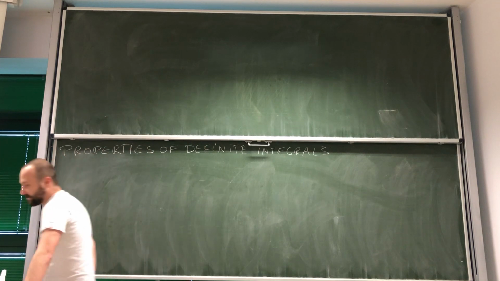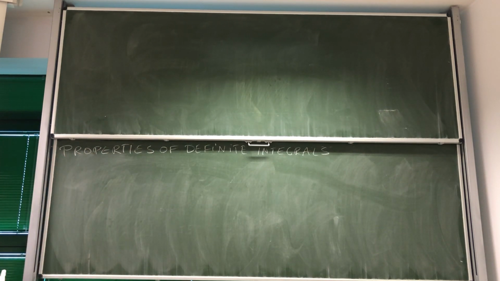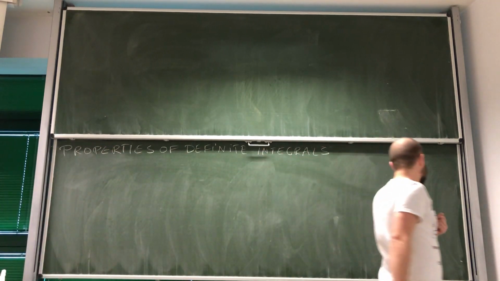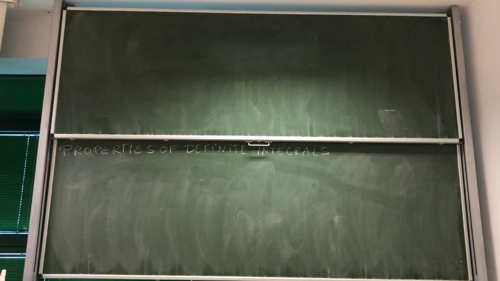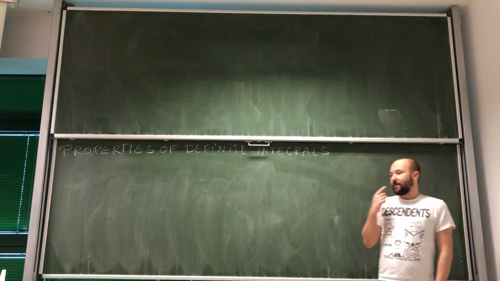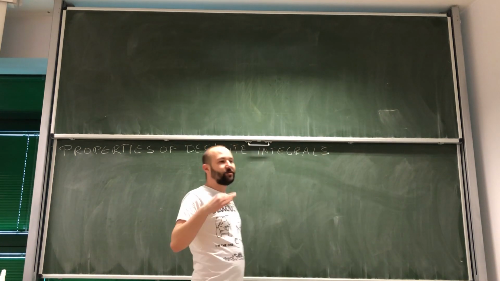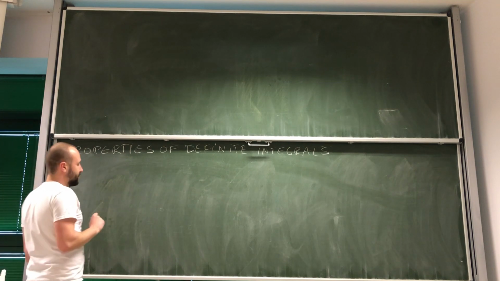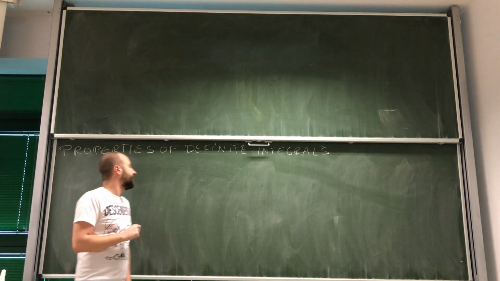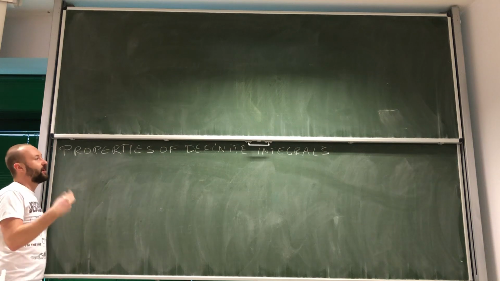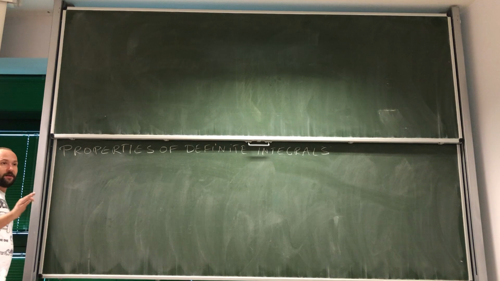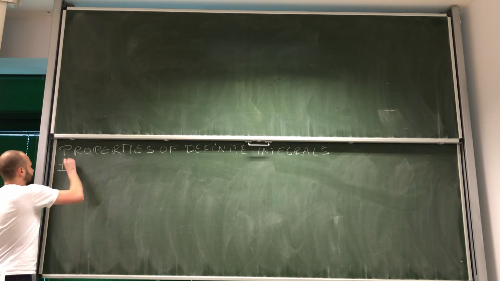We learned that definite integrals can be interpreted as areas below the functions. Let's discuss some properties of integrals, and once we do so, we will be able to calculate definite integrals quite easily and use them to actually find the areas below or even in between functions. Okay, so let's start with property number one.